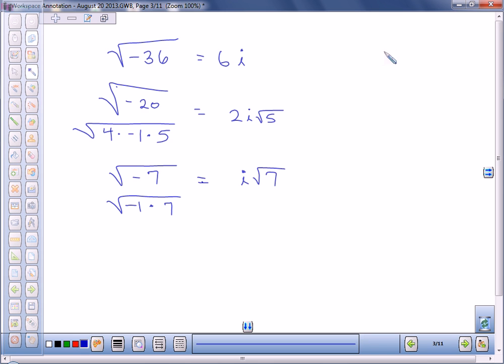Alright, what about this? How about the square root of negative 25 sixteenths? The negative is really just like negative 1 times 25 sixteenths, right? So what's the square root of negative 1? i. What's the square root of 25? 5. What's the square root of 16? 4. So that's 4/5 i. Nope, it's 5/4 i.